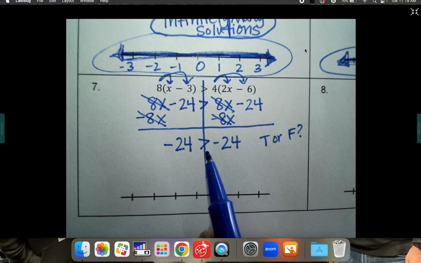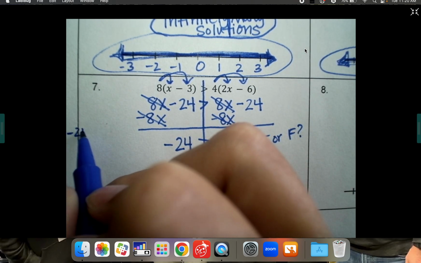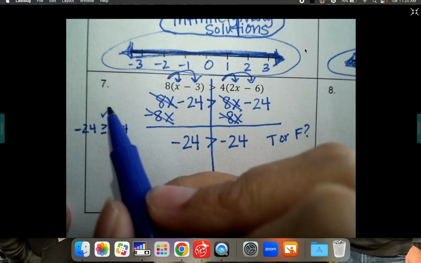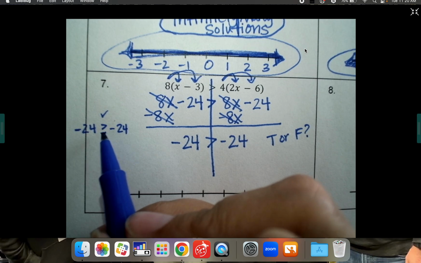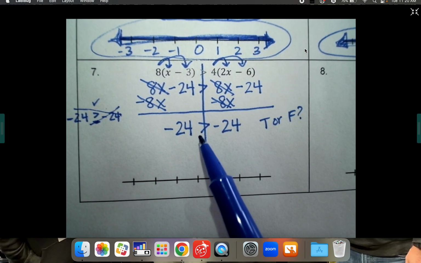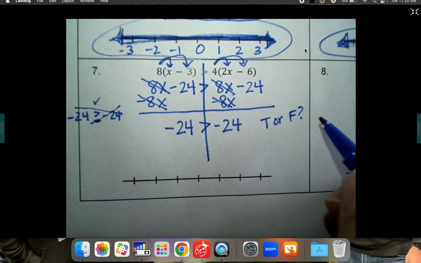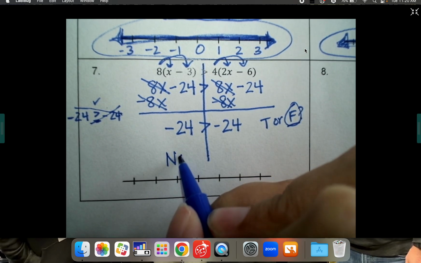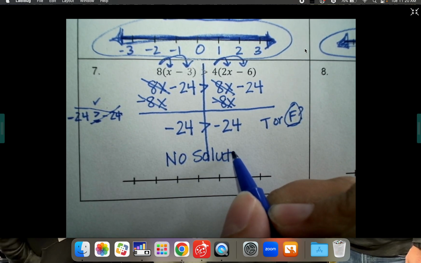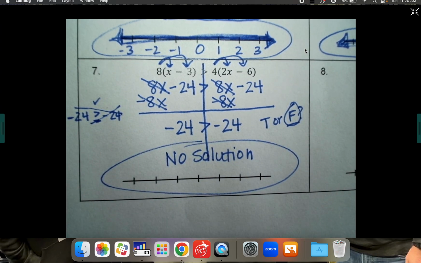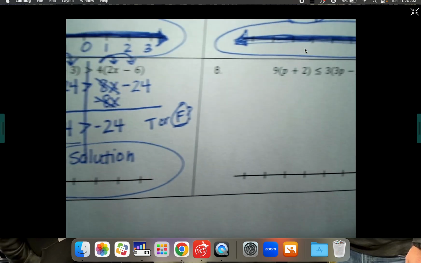If it said negative 24 is greater than or equal to negative 24, then this would be true. This would be yes, because negative 24 equals negative 24, but that's not what it says. It says negative 24 is only greater. And so that means no, it is not. That is false. If it is a false statement, that means there is no possible solution, and you will leave your graph completely blank, meaning nothing on this number line would ever work. There's no possible solution.